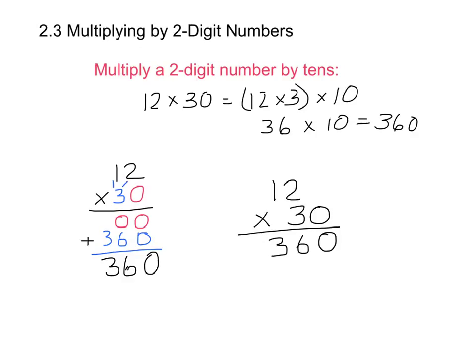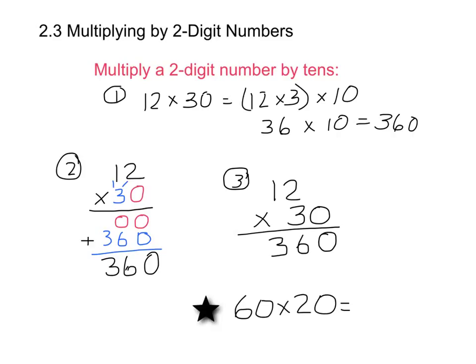When you have zeros in the number you're multiplying by, you have to choose one of the methods and remember what you're doing and not switch between them. So we have method 1, method 2, method 3. Choose one that you like. Pause the video while you try 60 times 20. Did you get 1,200? If not, look back at the examples and decide what your error is.